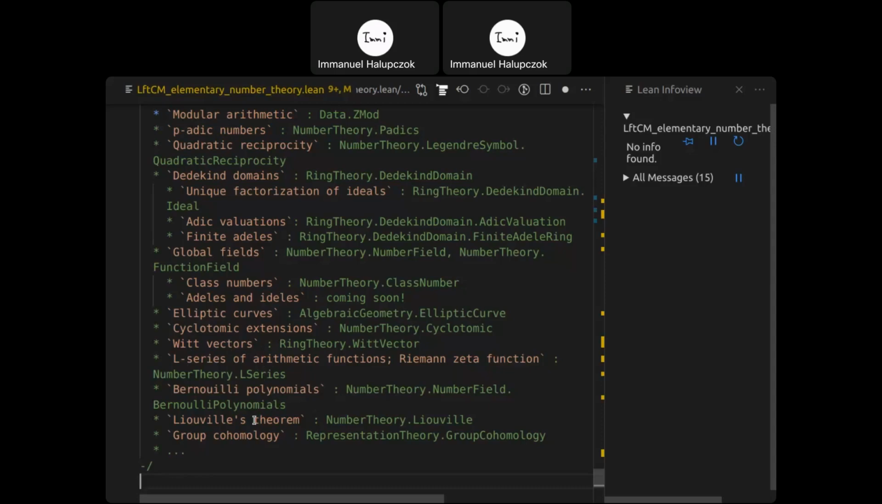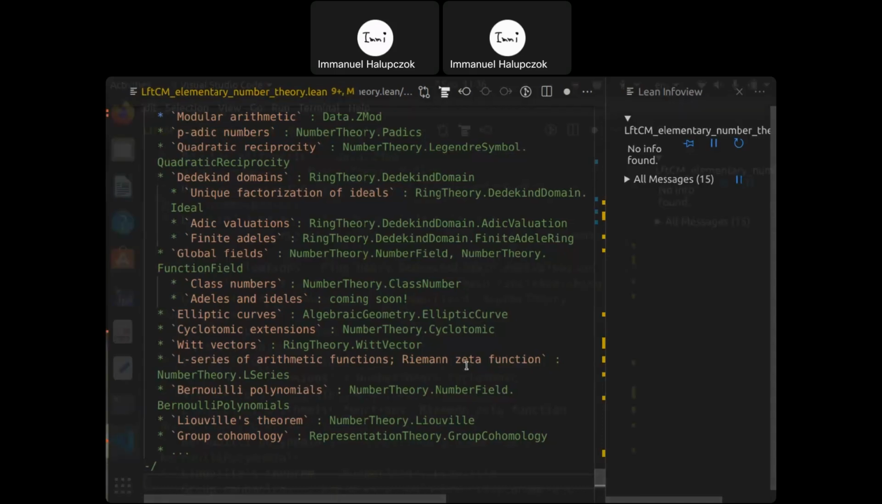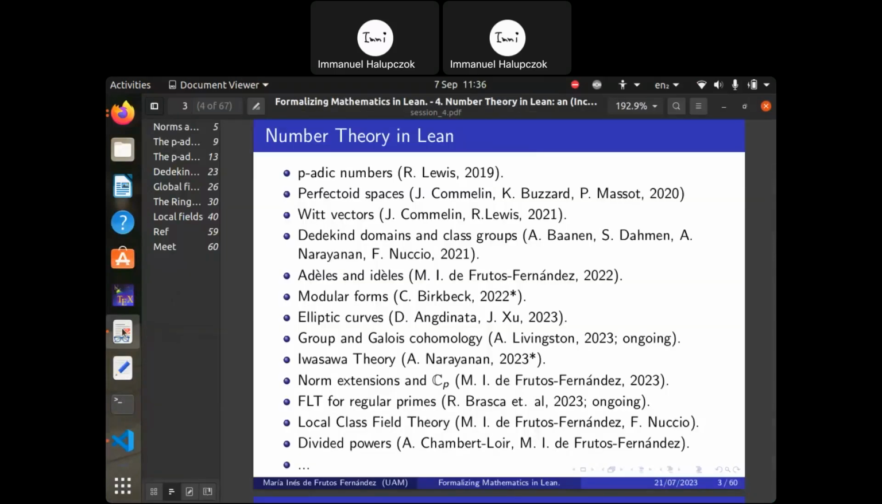We have a proof of Liouville's theorem. We have group homology, and yeah, so these are things that are in Mathlib. Let me also show you some projects that are maybe not in Mathlib, but already formalized in Lean.